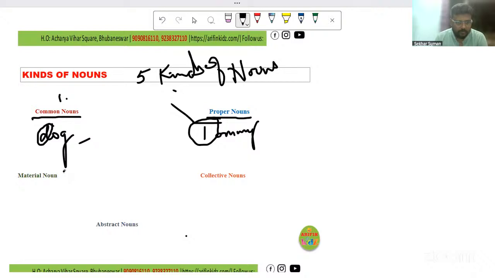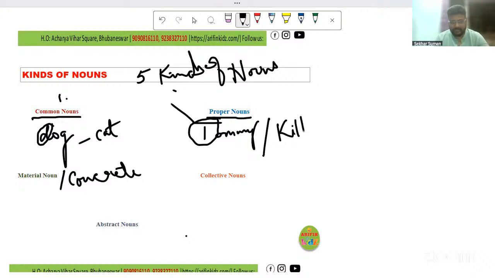Now let us come to material noun. Material noun is also called concrete noun. You must have heard or studied in different grammar books. Yes, Subhashmita. Thank you. Okay. Yes, Charna, Moti, Tommy. Okay. Cat again is a common noun. That could be any cat. But if I have kept the name of the cat as Kitty, or you can say Softy.